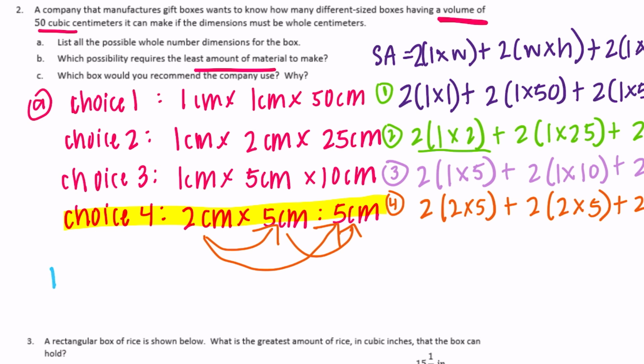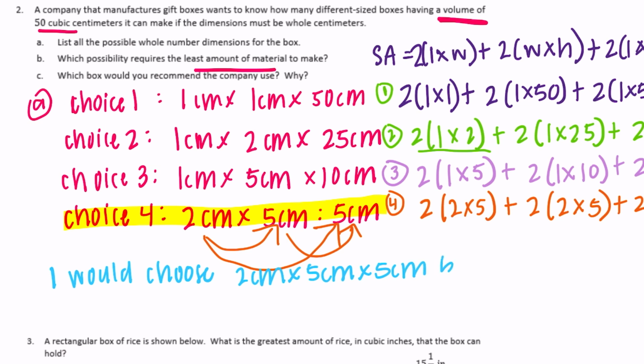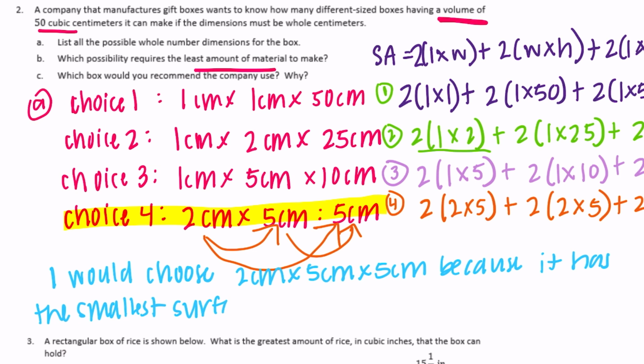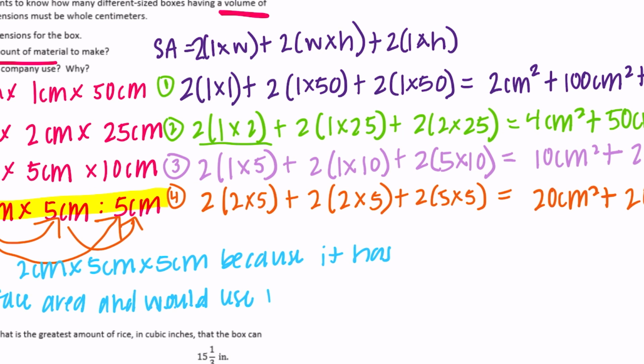So let's say I would choose 2 centimeters by 5 centimeters by 5 centimeters because it has the smallest surface area and would use the least amount of materials. Let's say which would save money.